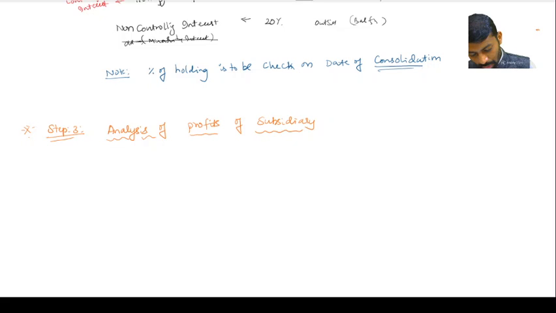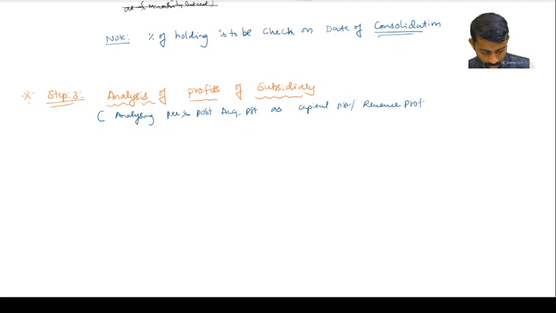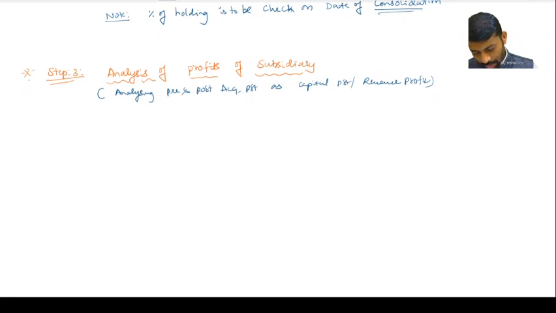Sir, analysis of profits of subsidiary. That means here what are you going to do? It is nothing but analyzing pre and post acquisition profit as capital profit or revenue profit. In each category, what am I going to do? Analyzing pre and post profits. I will take the subsidiary company financial statements, and I'm going to analyze whether it's pre-acquisition profit or post-acquisition profit. Got it? Yes, sir.